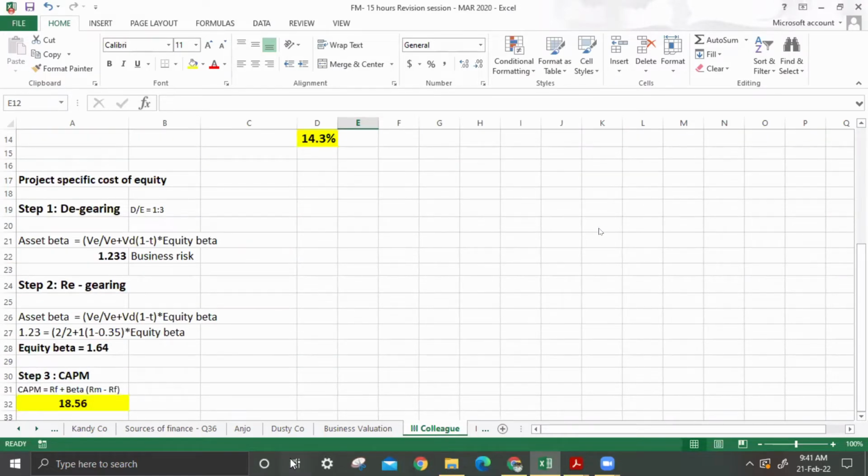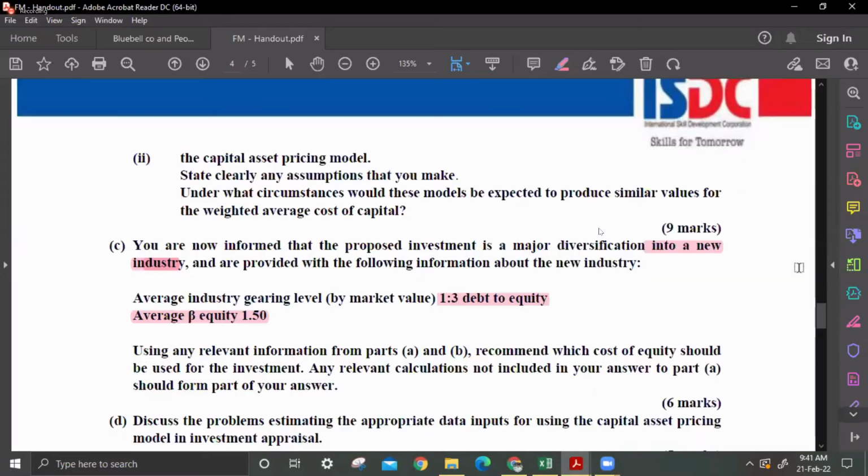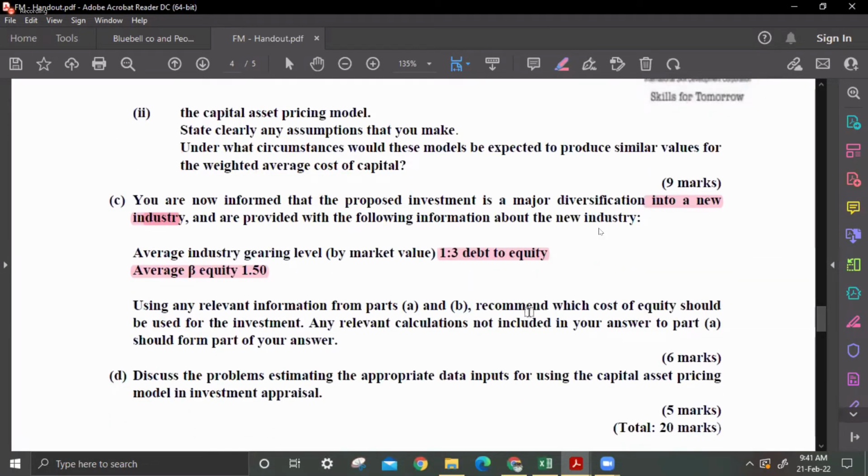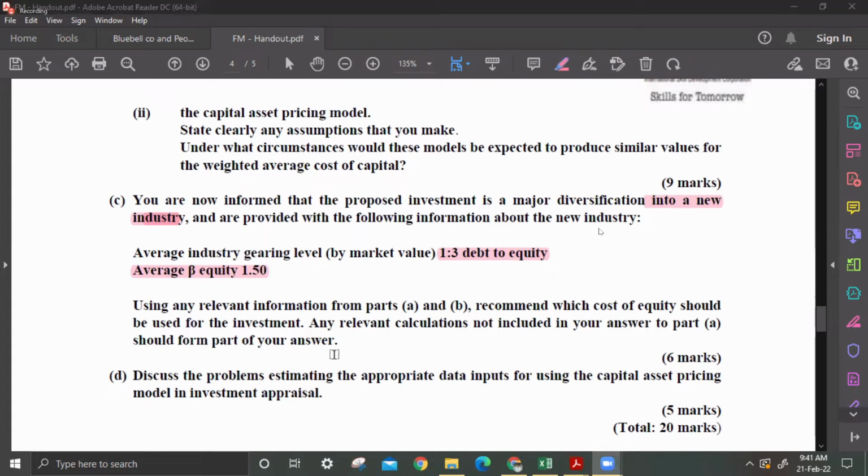Okay, guys. So over here, we have used relevant information and we have also calculated. Recommend which cost of equity should be used for the investment. Should I use 14% or the one which I calculated, 18%? Which one to be used? Obviously, the 18.56% because it reflects the risk of the company.